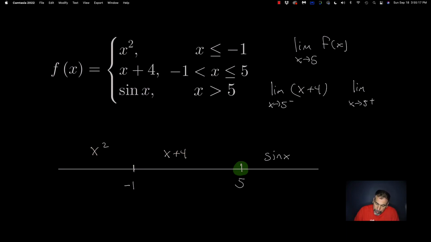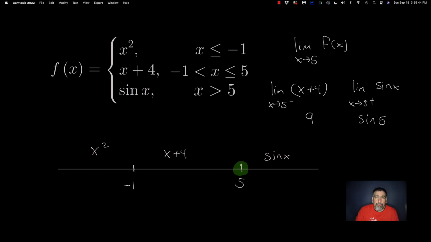And now we'd have to approach coming from the right. This time it would be sine x. As we take this limit, what we find out is the limit from the left side of 5 of x plus 4 gets us a value of 9. Now this other one might throw you for a loop just for a second because we're going to use the sine function, and what we're going to find out is we're going to get the sine of 5. Now you may not be comfortable with the sine of 5, but what you have to understand is the sine of 5 is a number.